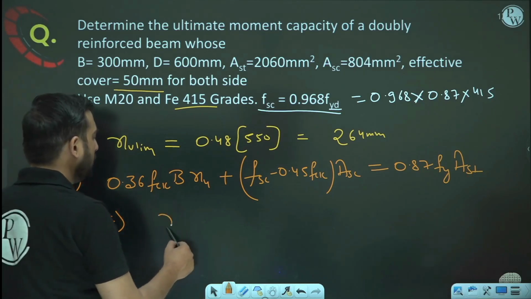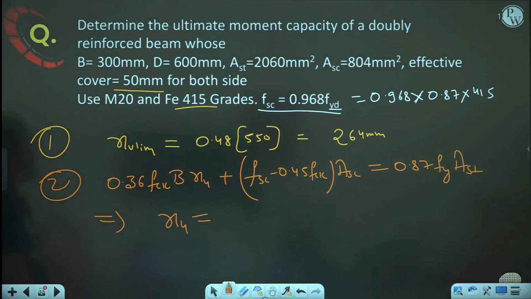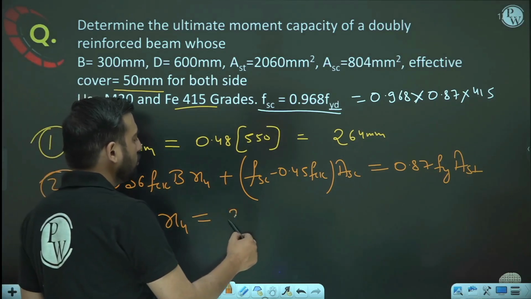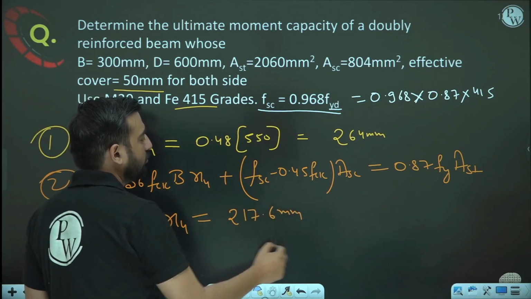So on substituting the values here, XU is going to come equal to 217.6. I have already calculated; I have the answers with me.